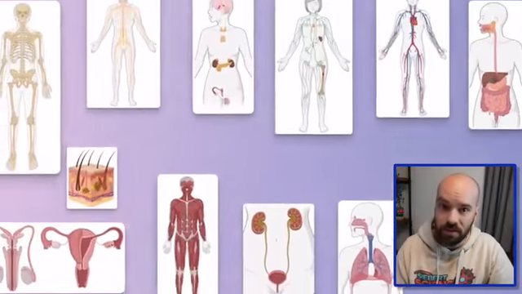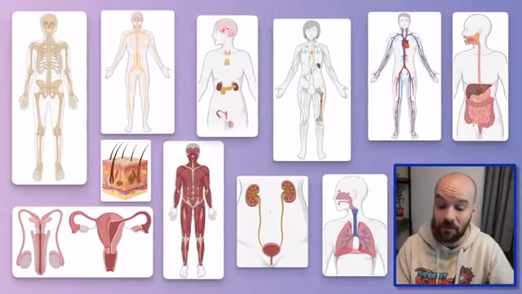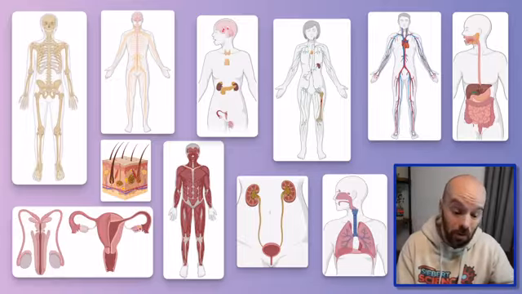So here are the 11 organ systems that we're going to learn. As you can see, there's a lot of information on there. There's each system, and each system has a bunch of organs.